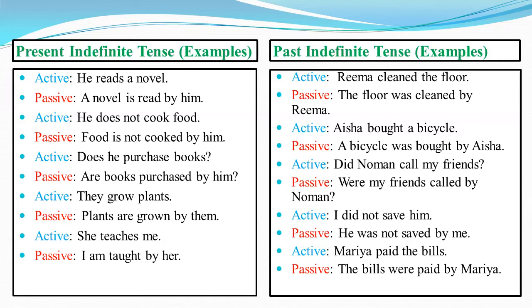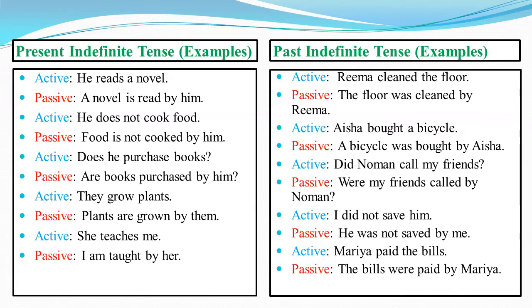Okay, another sentence. Active: Aisha bought a bicycle, and the passive voice is: a bicycle was bought by Aisha. Okay, another sentence, this is an interrogative sentence. Did Noman call my friends?